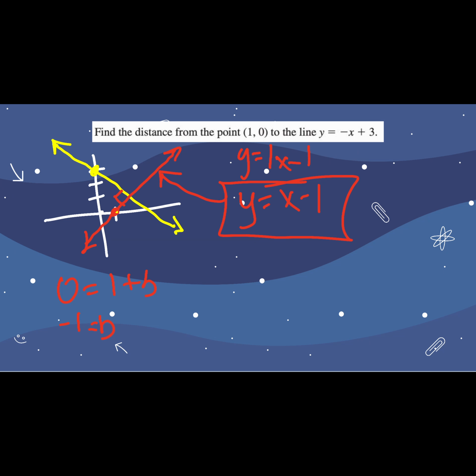I don't think there's one like that on the test, so I'm not going to go any further with that. Just writing that equation of a line that's perpendicular is where we will stop there. We won't worry about the distance right now.